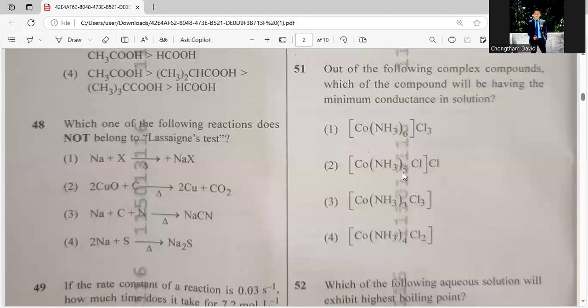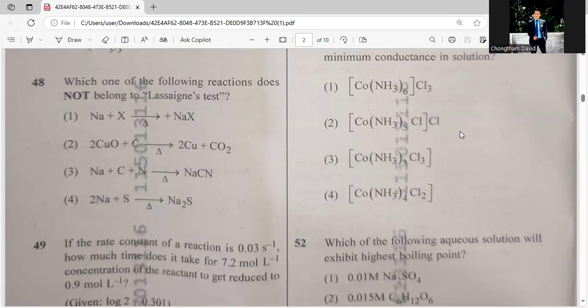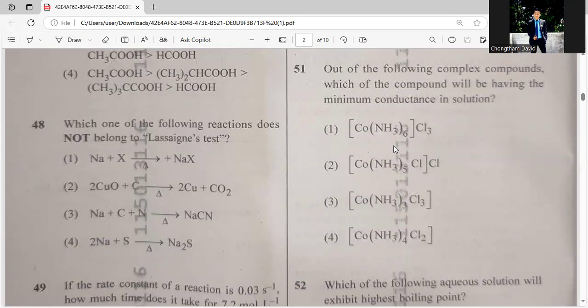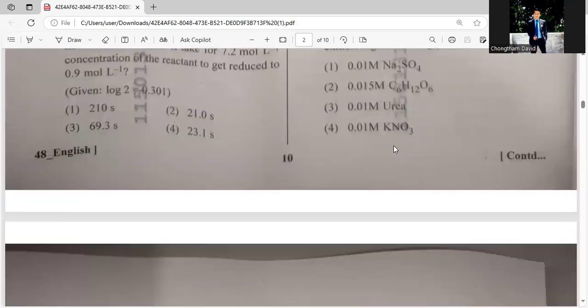Minimum conductance of coordination compounds. Conductance is shown by the number of ions which is released most in these given reactions. The number of ions which can be released least will be option number 3. Here you have 4 ions, 2 ions, none and none. And in this case, according to Werner's theory, you have question number 51, option 3.